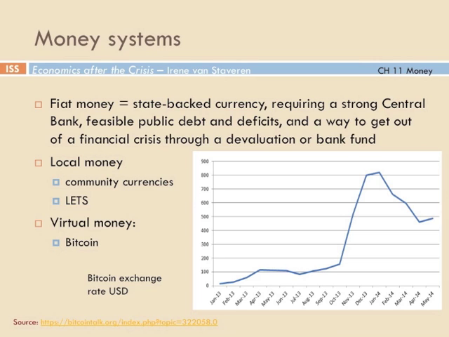We distinguish between fiat money or official money, local money, invented by communities, and virtual money that only exists digitally on the internet. The diagram shows you the exchange rate between the Bitcoin and the US dollar.